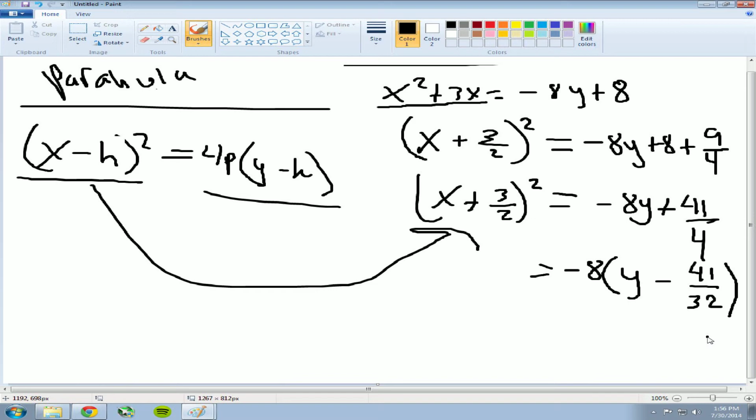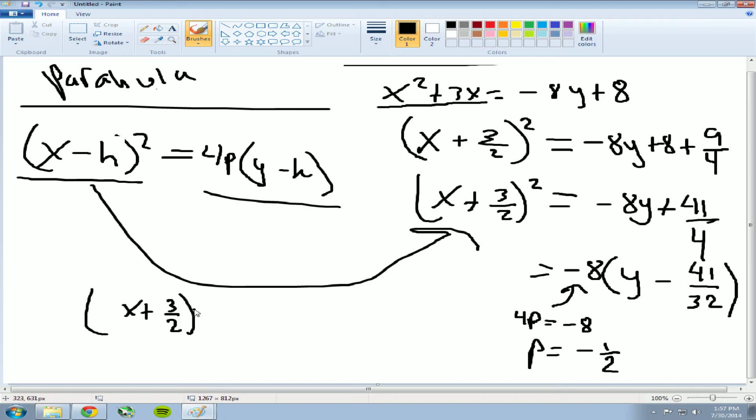After that, negative 8 is going to be the 4p. So we're going to set this equal to negative 8. We're saying 4p is equal to negative 8. When you solve for p, you get p equals negative 1/2. So our overall equation is going to be x plus 3 over 2 squared equals negative 1/2 times y minus 41 over 32. Boom.